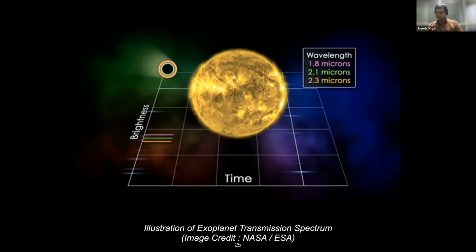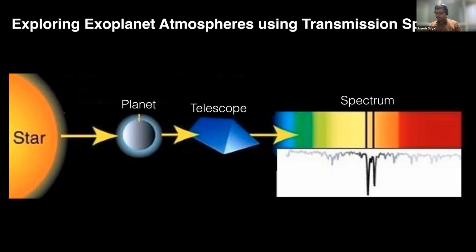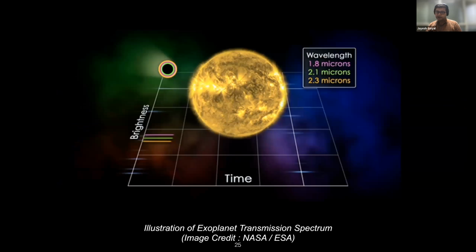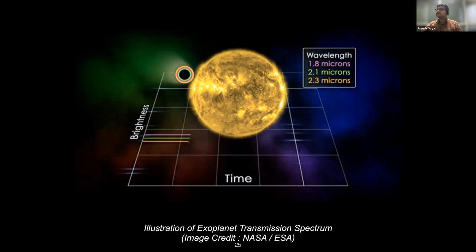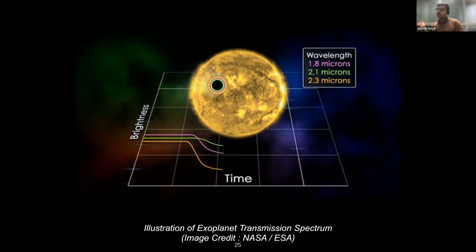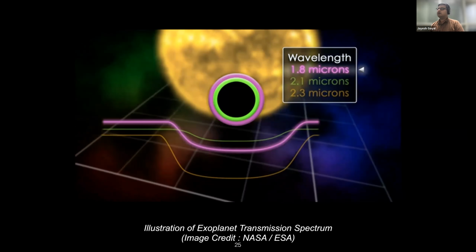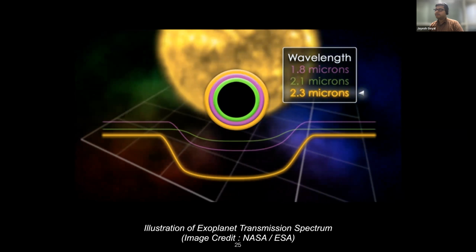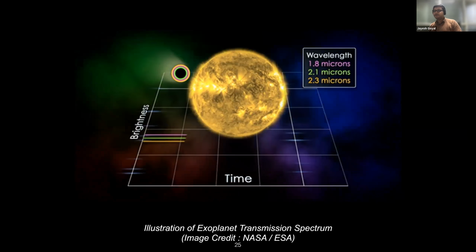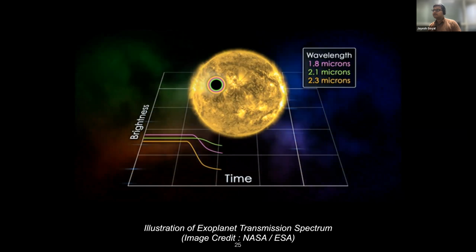This is what I tell you conceptually, but in reality, what do we actually measure? This animation shows it. In reality, what we measure is the radius of the planet as it goes in front of its host star, and we do that in different wavelengths. So you can see the animation.